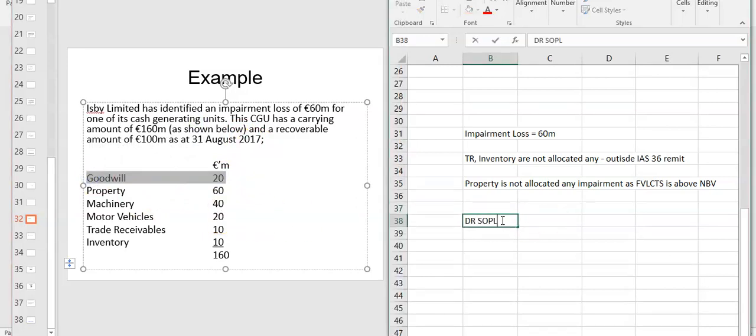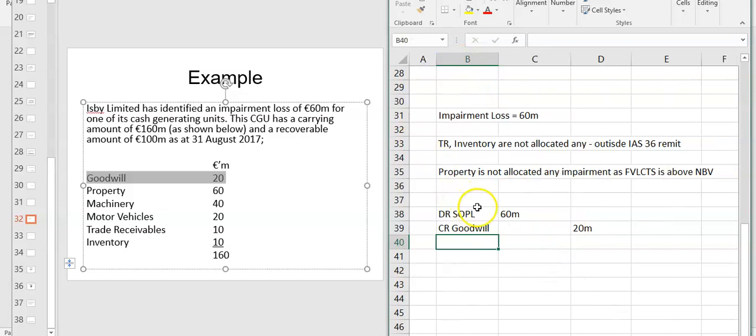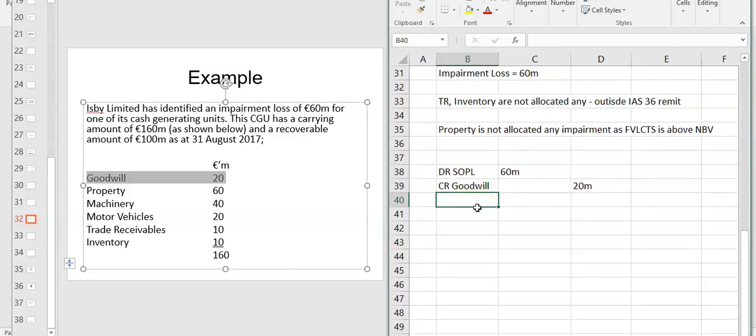So you're going to debit the SOPL 60 million. You're going to credit goodwill 20 million. And that's the rule again from IAS 36: goodwill always gets written off first. It's the first one always to take the hit, and that can never be reversed under IAS 36, because it's the one that's most subjective. It's essentially an artificial plug figure. It's the one that's most sensitive to any write-off.